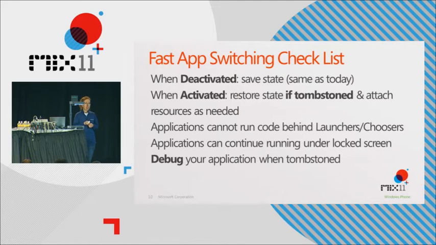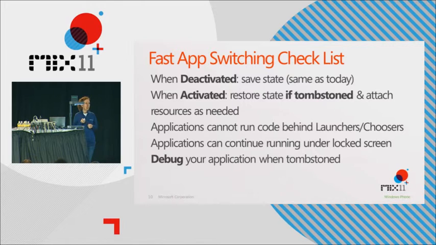If an application is using launchers and choosers, when the launcher or chooser is in the foreground, the application is going to be dormant, which means that it will not have the ability to execute code. This is a change from the current behavior, where in the case when the application is not tombstoned, then it still has the ability to execute code, something not documented, but developers figured it out. So if your application has a dependency on that behavior, when you port your application to Mango, you'll have to take that into account. And then run under lock.